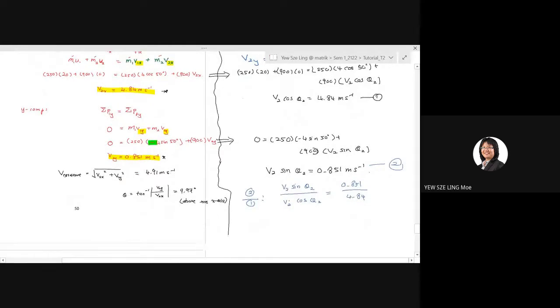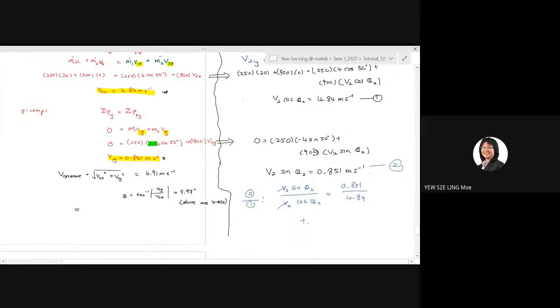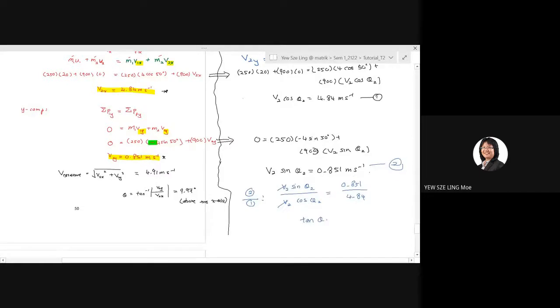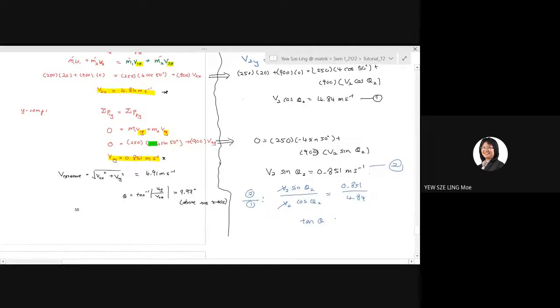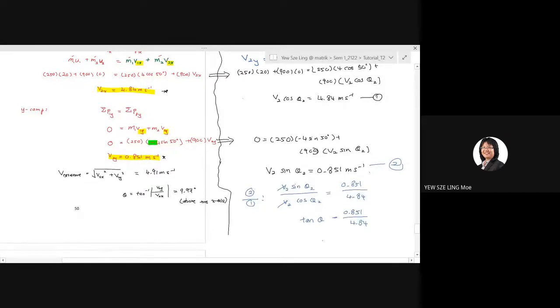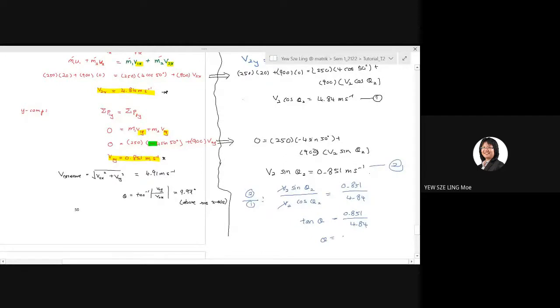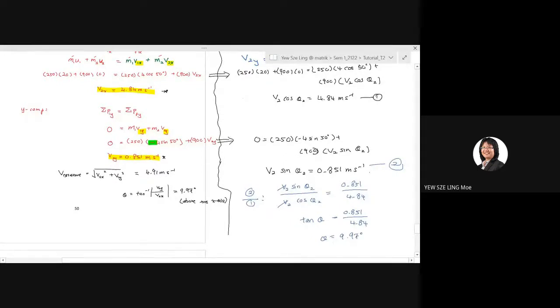So what happened on the left hand side? When you have V2 and V2, you can cancel it out. Sine theta divided by cos theta gives us tangent theta. So tangent theta equals 0.851 divided by 4.84. So from here you can get the angle, which equals 9.97 degree. So you obtain the angle first.